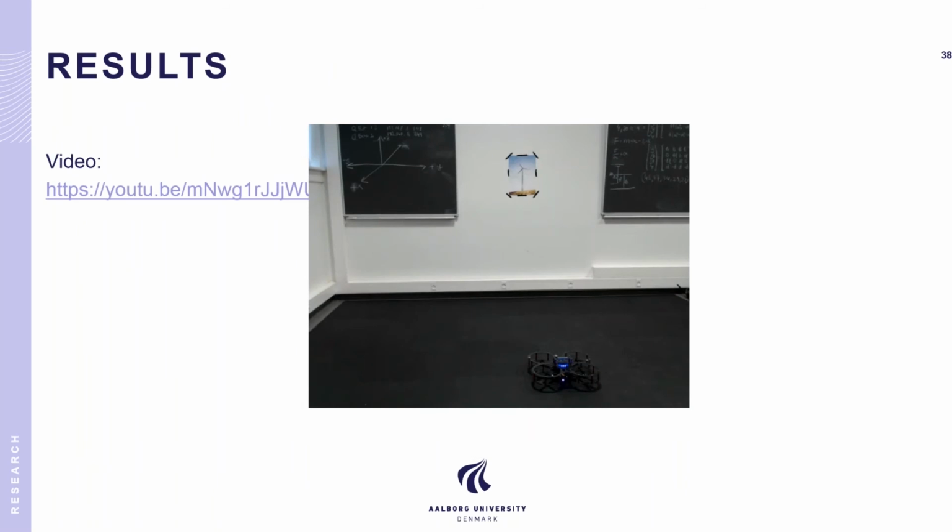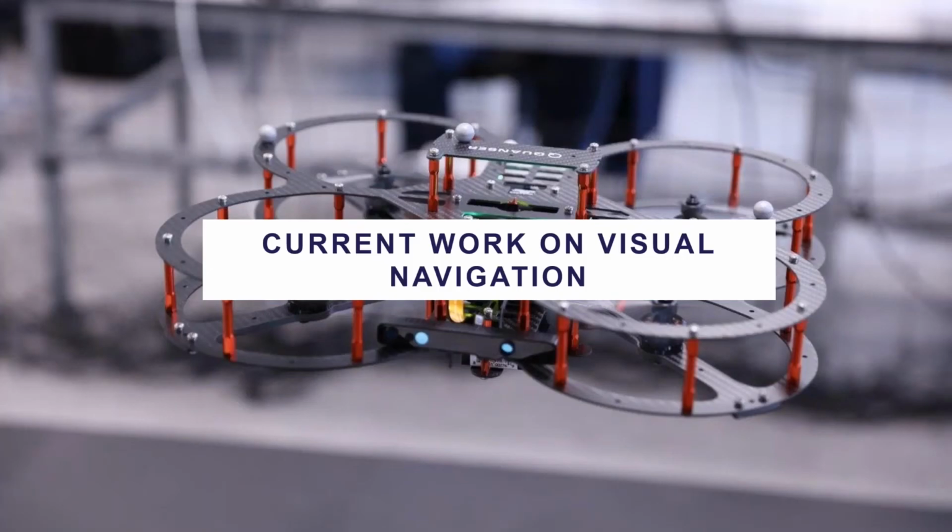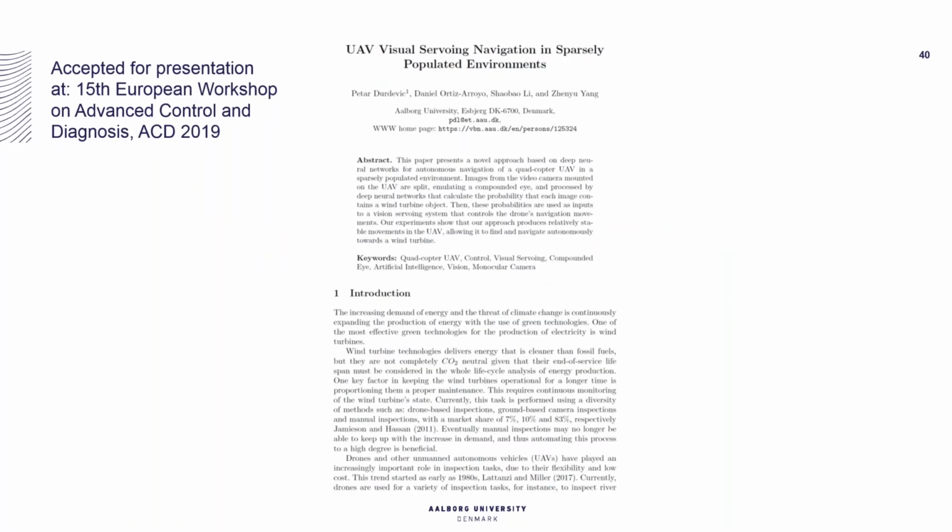Well, go forward. So, current work. I will not show you the newest work, but I will show you the work that we actually have a paper accepted on. We expanded on this idea of using the neural network, but now we wanted to use it for servoing, visual servoing. This paper has been accepted for presentation at the 15th European Workshop on Advanced Control and Diagnosis, ACD, in 2019 in Italy, in Bologna.